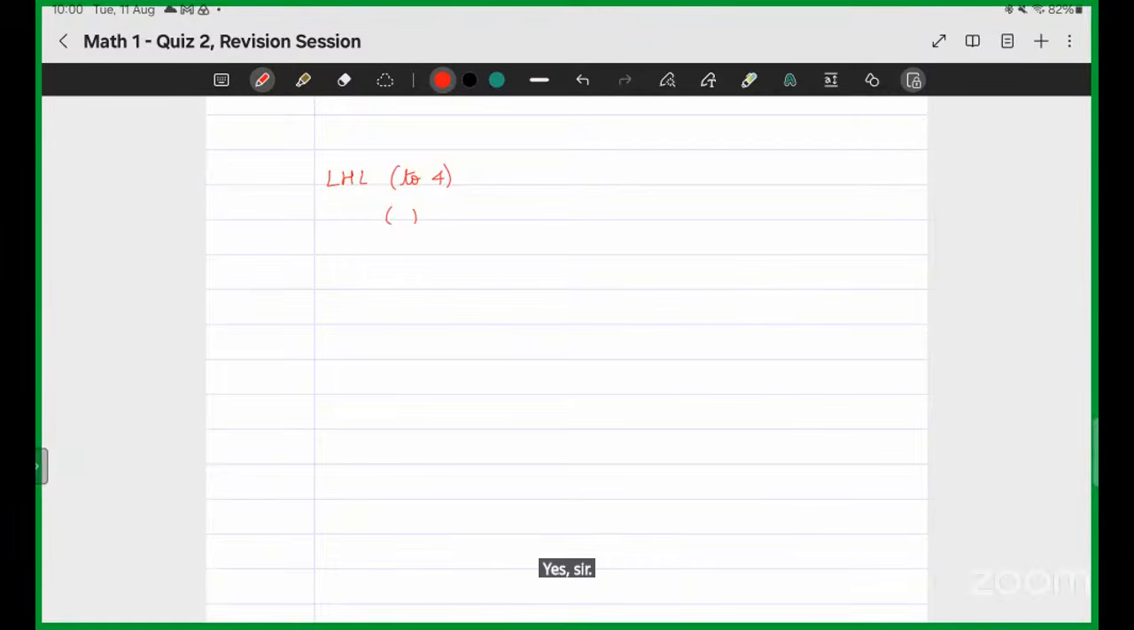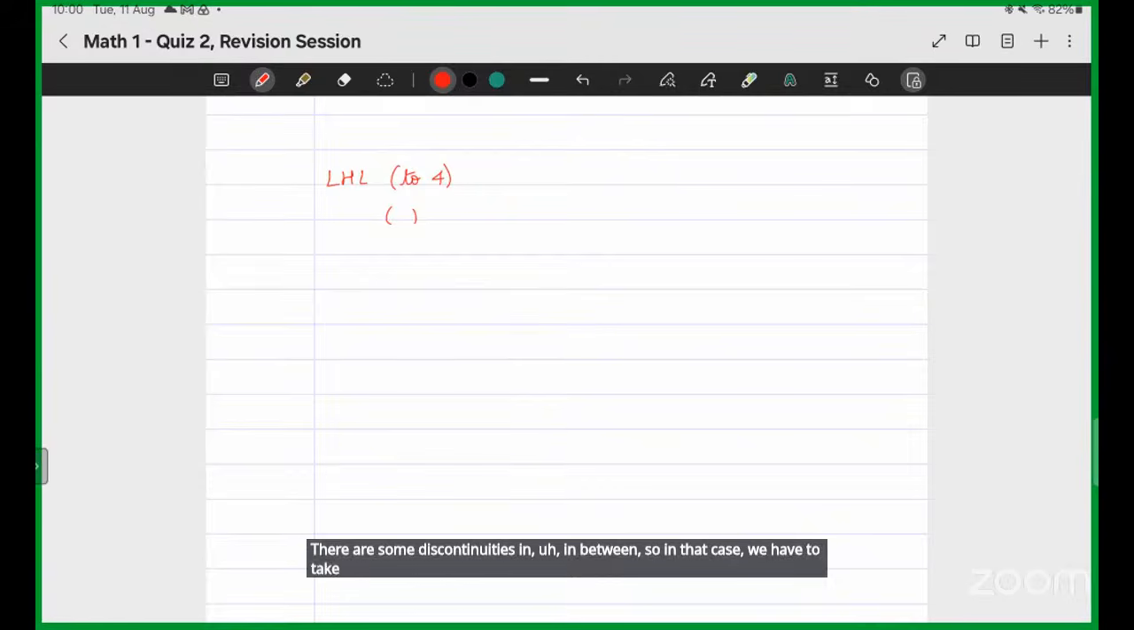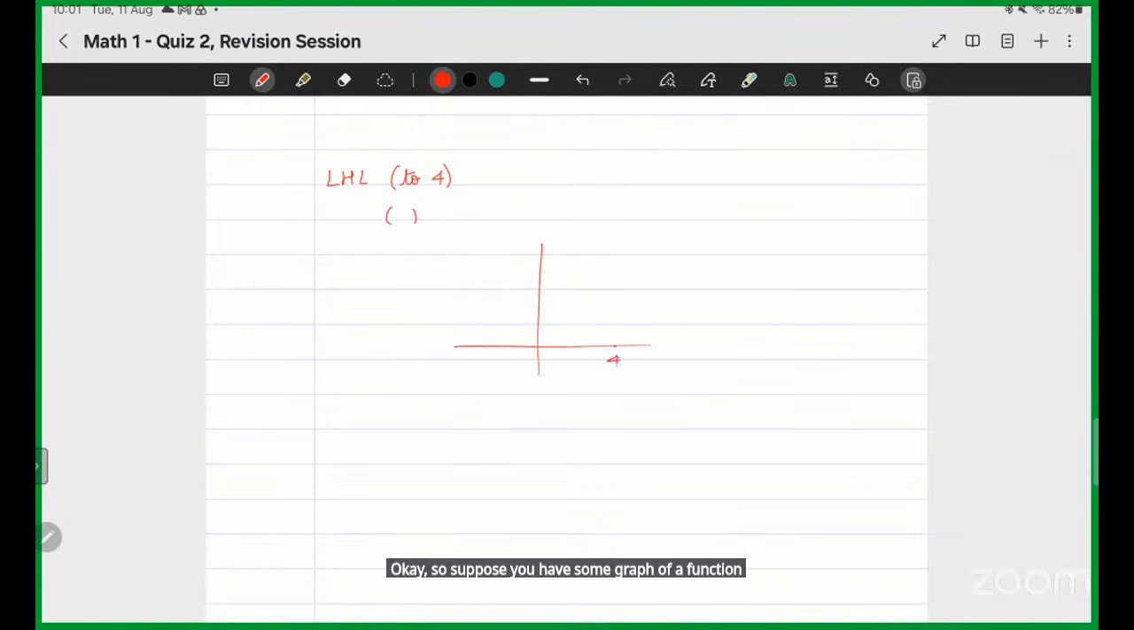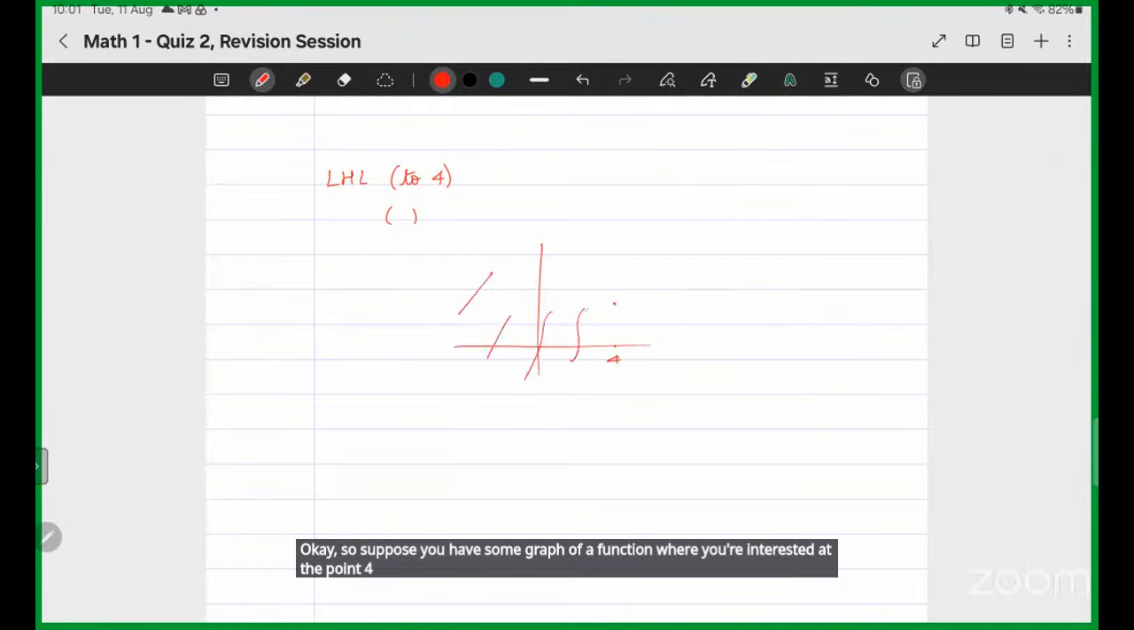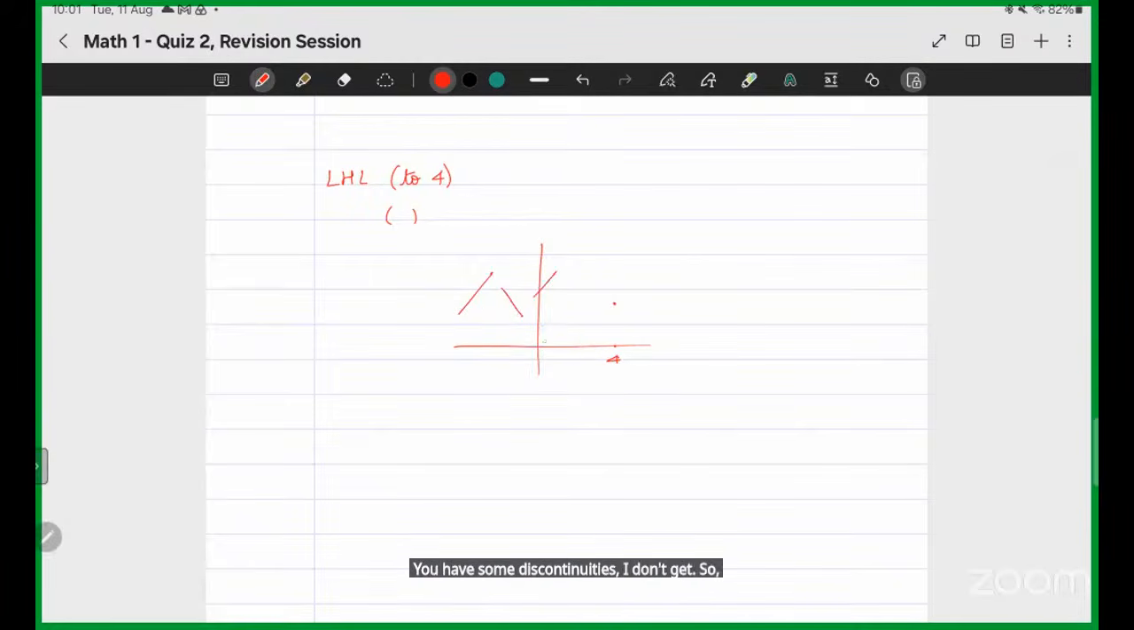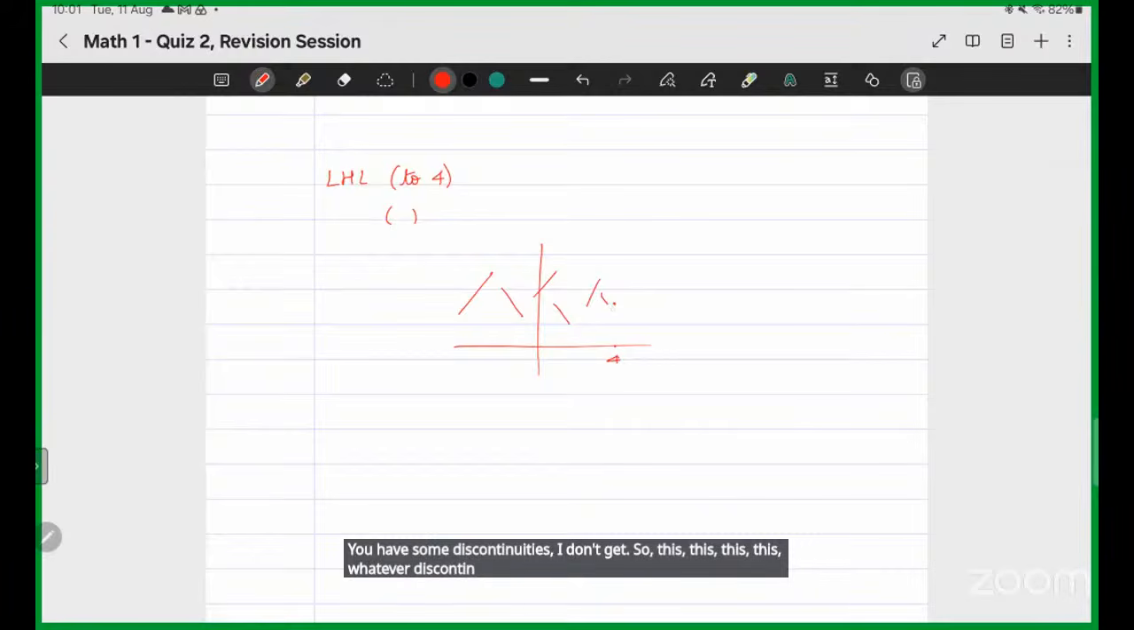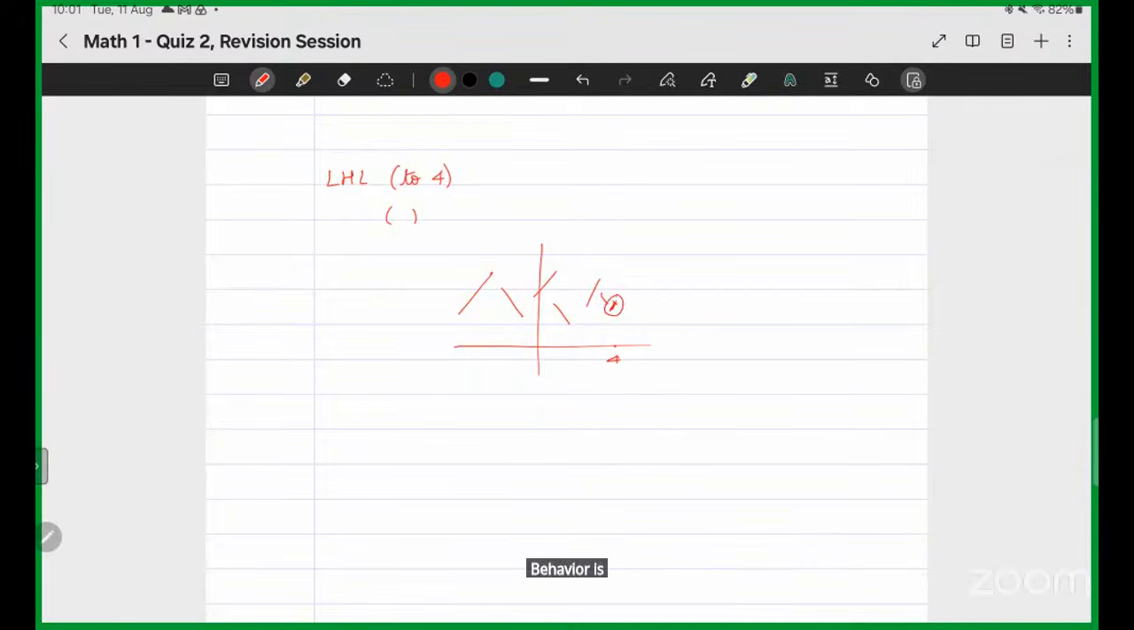Yes, sir. In some part of the graph of the function, there are some discontinuities in between. In that case, how to go about that, sir? Okay, so suppose you have some graph of a function where you're interested at the point 4. You have some discontinuities, I don't care. Whatever discontinuities there are, it's fine, as long as whatever its immediate behavior is, I'm only concerned about this part. Okay, sir. All right.